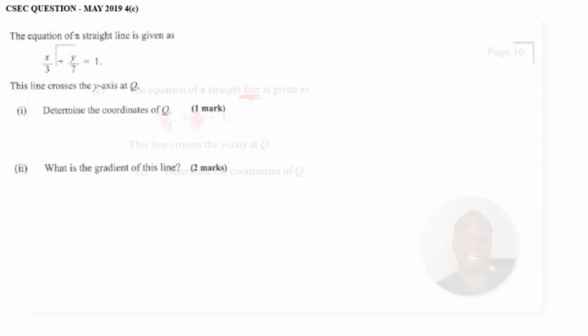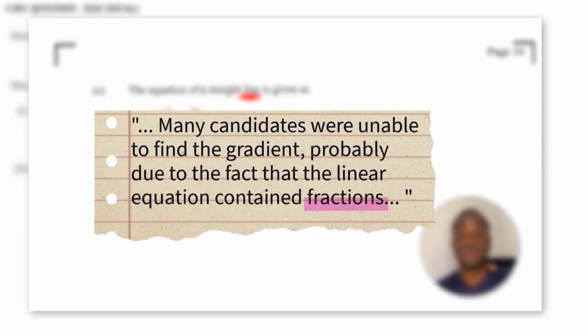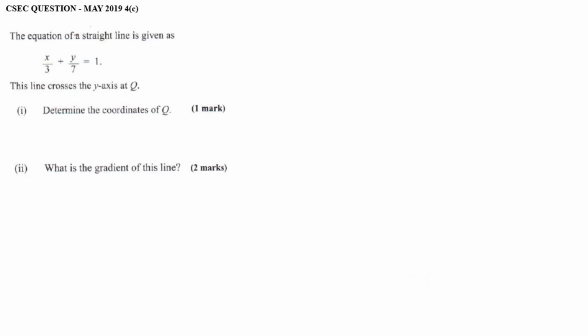Now, if you're watching the previous videos on this channel, you can remember we talked about the most failed question on the May 2019 CXC paper. This is part C of that question. Here, we are given the equation of a straight line as a third of x plus a seventh of y is equal to 1. This line crosses the y-axis at Q, and we want to find the coordinates of Q and the gradient of this line. So let's see how we can put our problem solving to use.